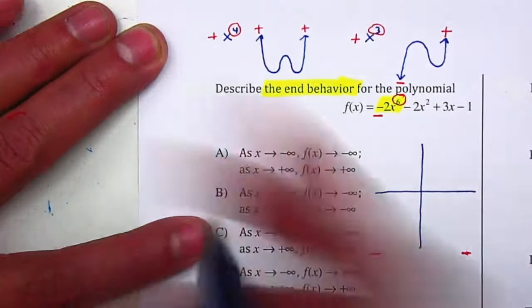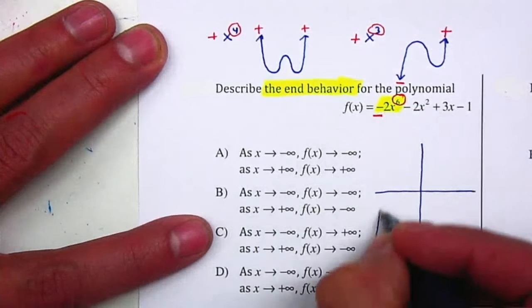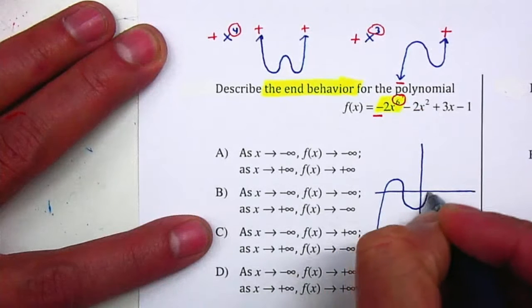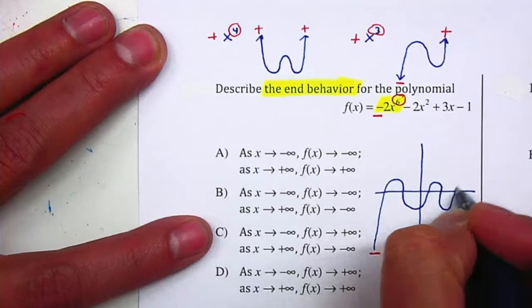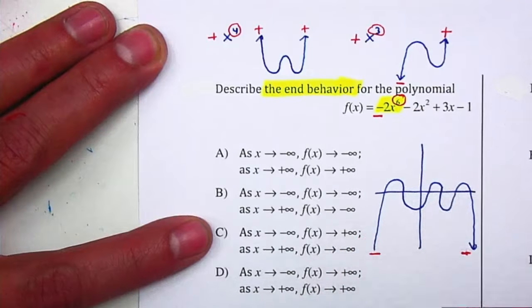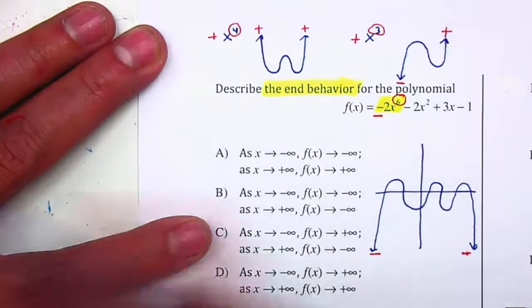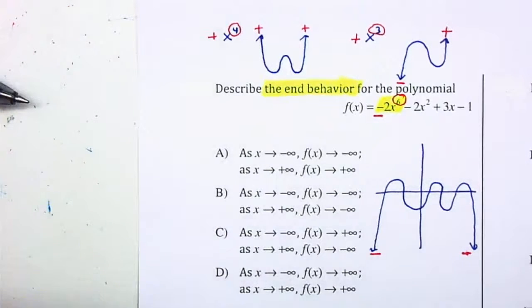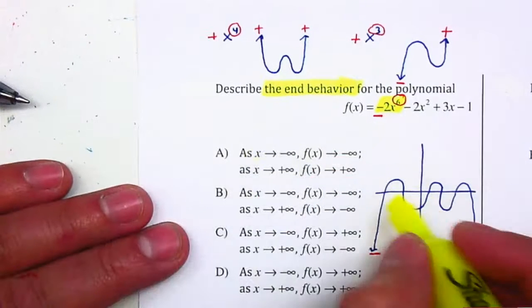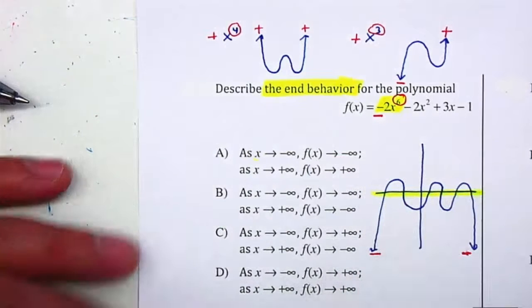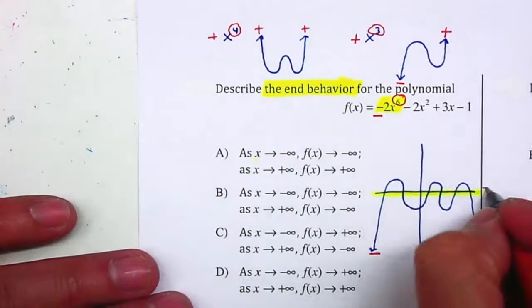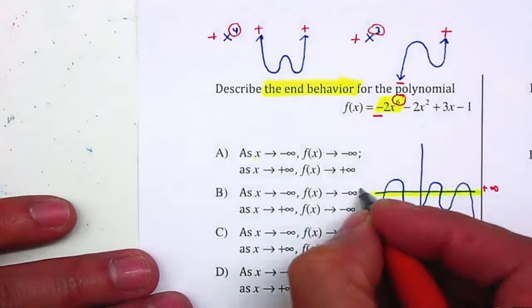So let's go through the process. So it'll be 6 power. So it'll be 1, 2, 3, 4, 5, 6. And we are describing the end behavior as compared to the x value. So this is your x-axis. This is your positive infinity. And this will be your negative infinity.